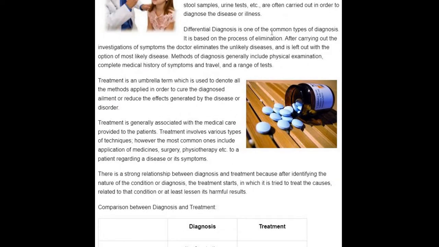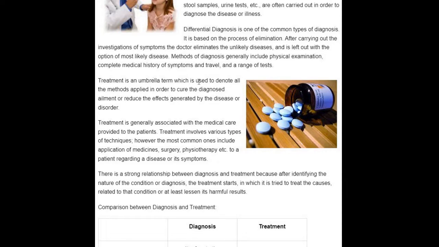Differential diagnosis is one of the common types of diagnosis. It is based on the process of elimination. After carrying out the investigation of symptoms, the doctor eliminates the unlikely diseases and is left with the option of the most likely disease. Methods of diagnosis generally include physical examination, complete medical history of symptoms and travel, and a range of tests.